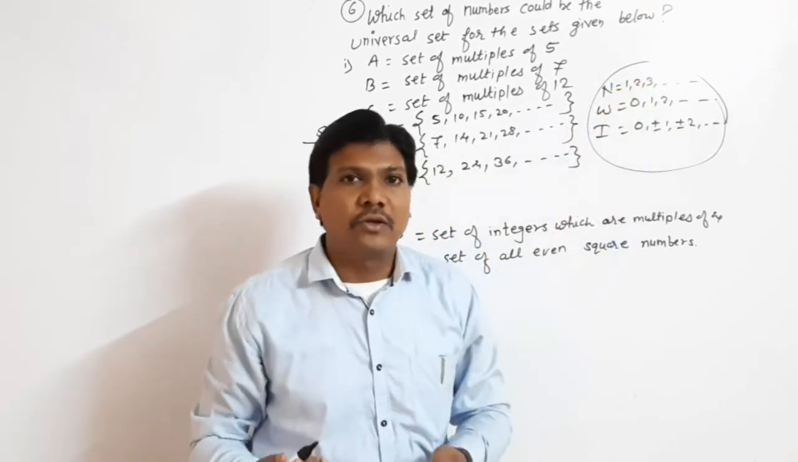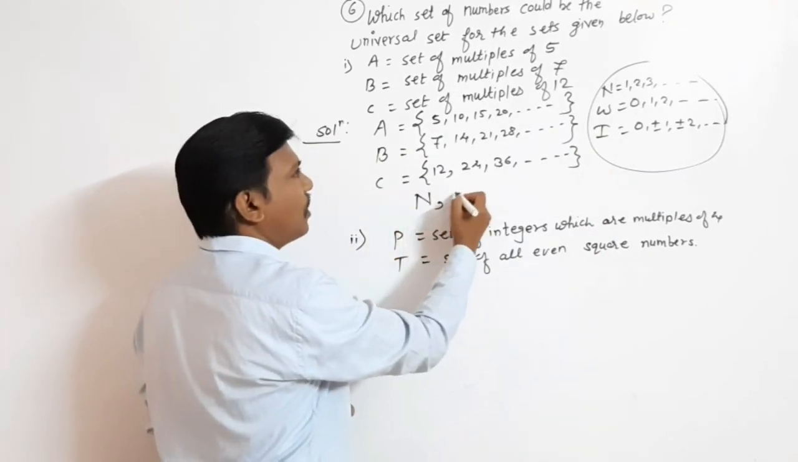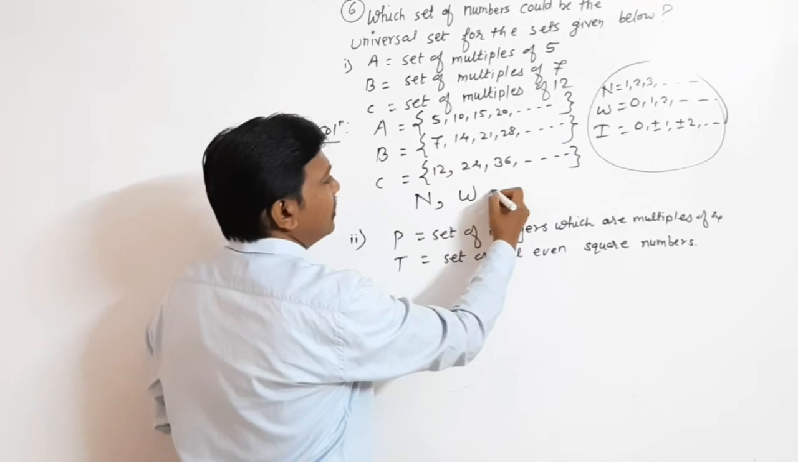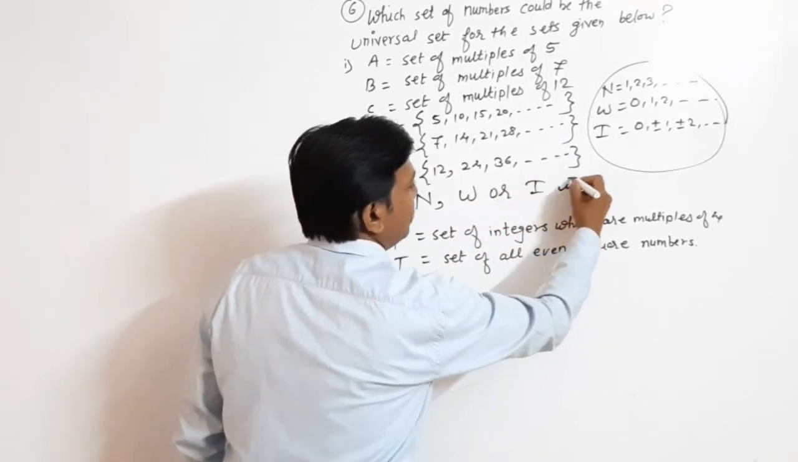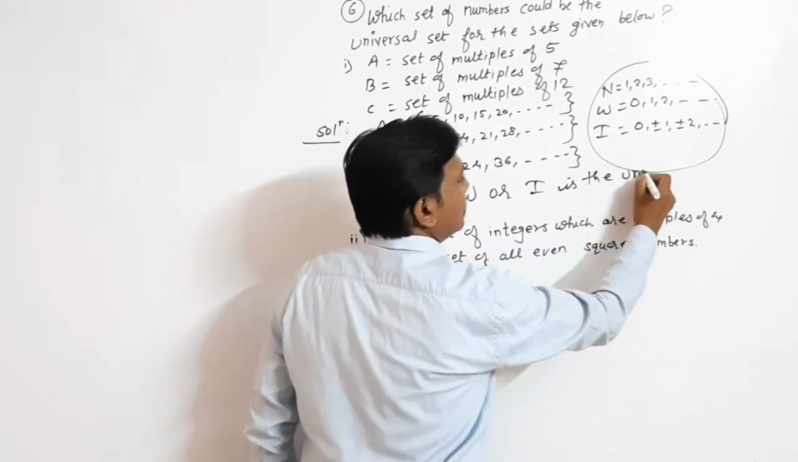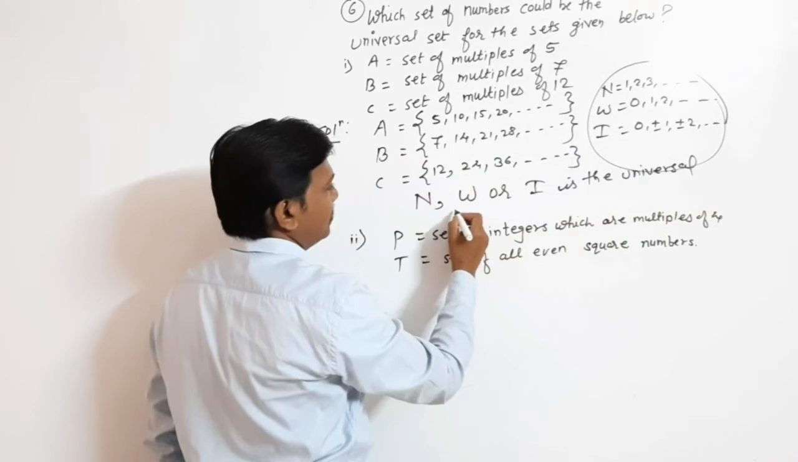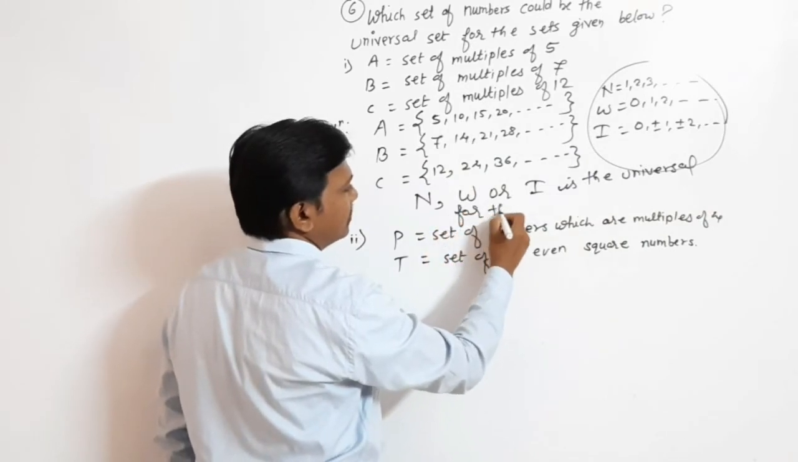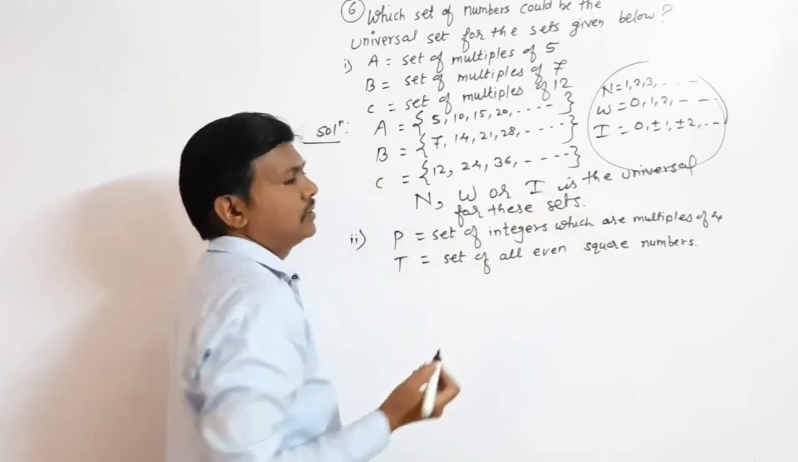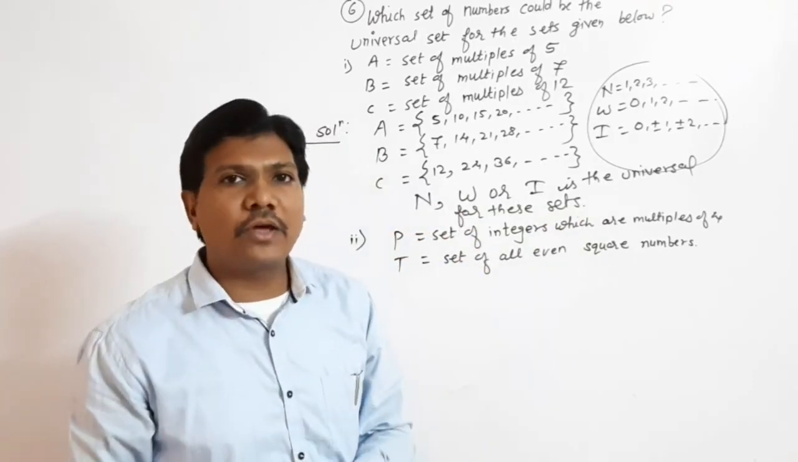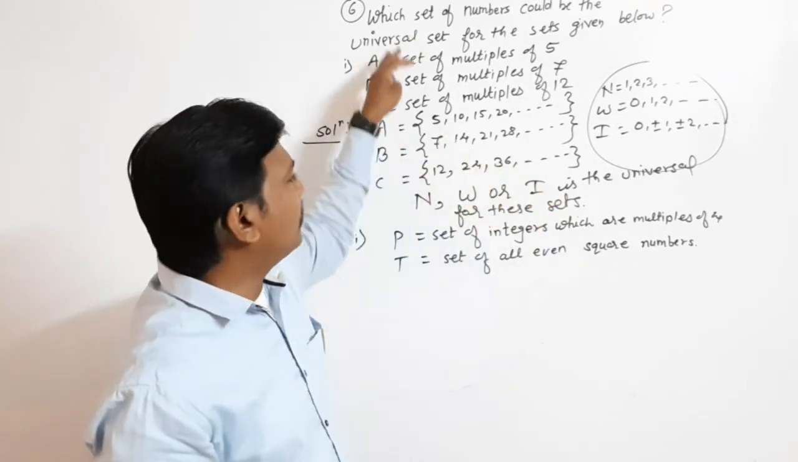So here we write the answer: natural numbers or whole numbers or integers is the universal set for these sets. Any means you take natural or integer, and that is the universal set for A, B, C.